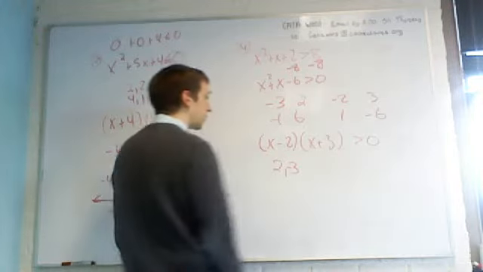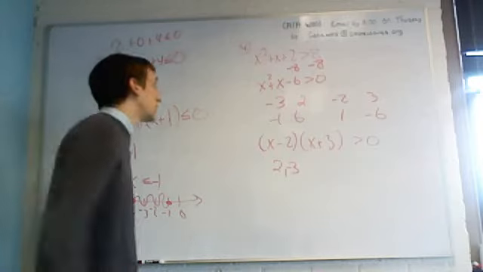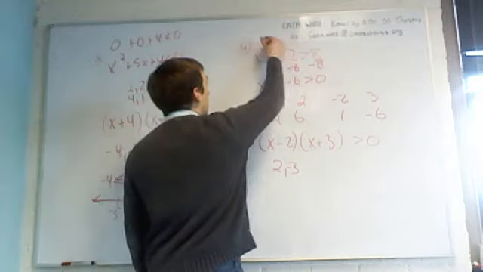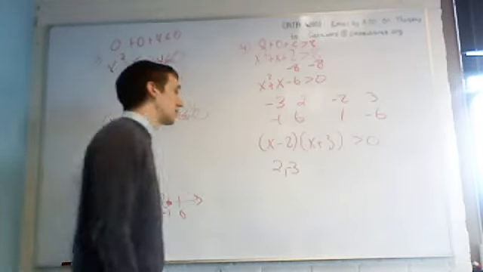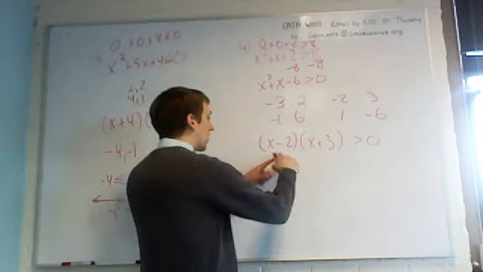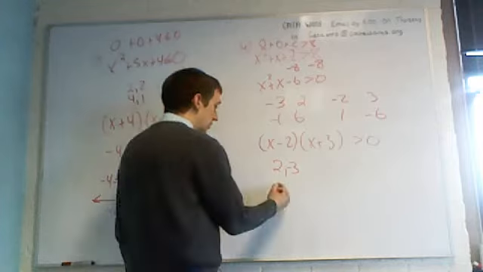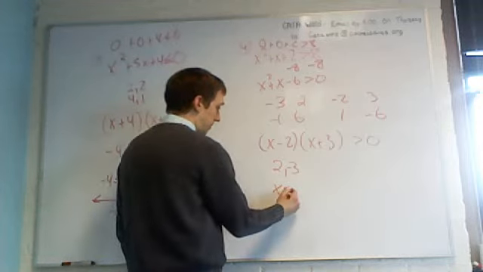What's the easiest number to check? 0. You can check from the original if you want to. Is 0 plus 0 plus 2, which is 2, greater than 8? No. So it's not 0, so it's on the outside of these two.